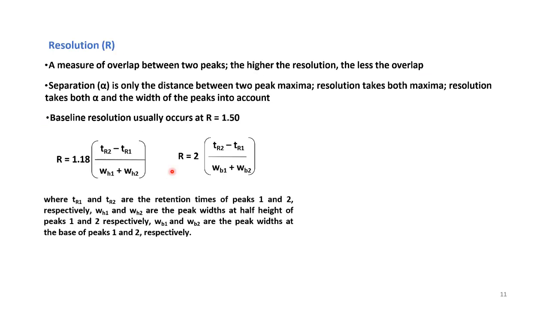Okay. So then we have the resolution. These are the formulas for calculating the resolution. And the baseline resolution occurs at R equals 1.5 normally. So suppose we have two peaks, so they have different retention times, TR1 and TR2. And the peak width is also considered, the peak width at half height. So the full width at half maxima is denoted as WH here for two peaks, peak 1 and peak 2. And the resolution is calculated using this formula.